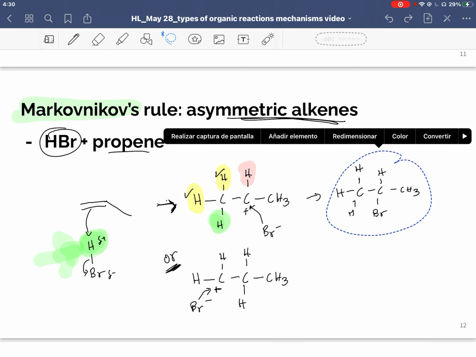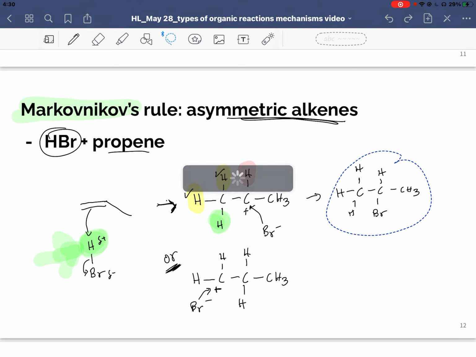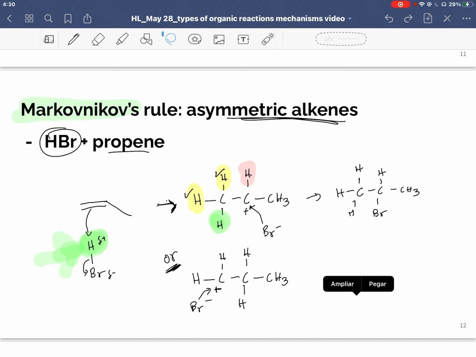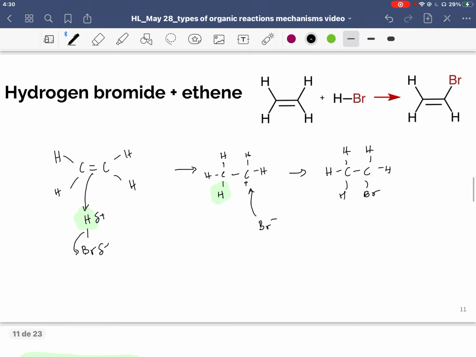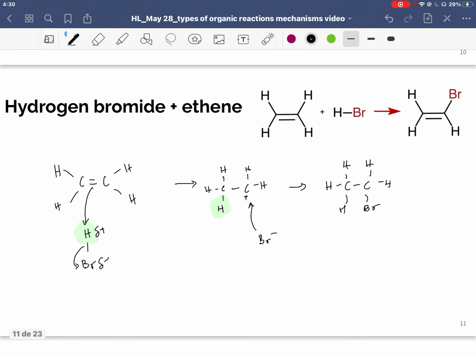Or let's go ahead and copy and paste. Or the bromine flip-flopped. This wasn't an issue before because we just had ethene. So if a bromine got added here or here, we end up with the same molecule, right?